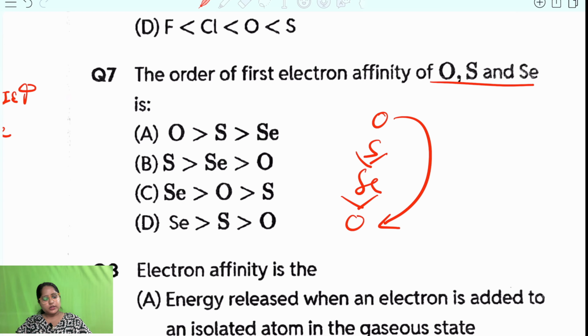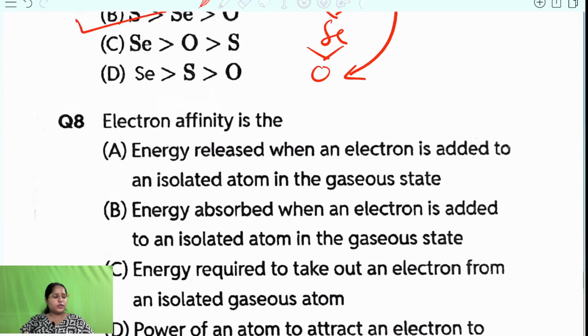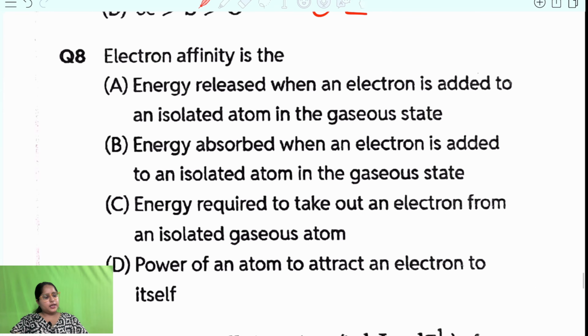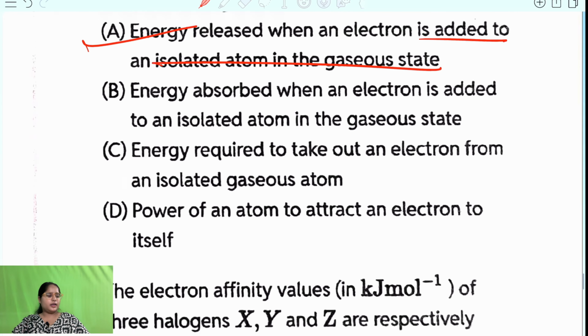So, sulfur, selenium, oxygen. Question number 7, B option. Okay, now let us see question number 8. Electron affinity is the energy released when an electron is added to an isolated atom. Yes, it is our electron affinity, the tendency to add an electron.